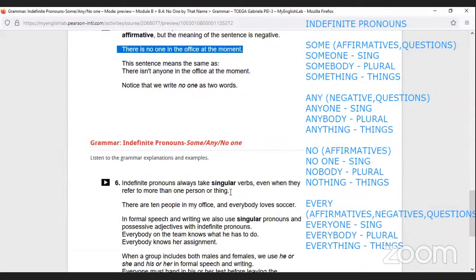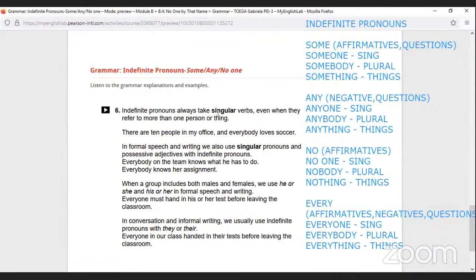Okay, and every, we could use it as singular or plural for everybody. And we're gonna use it like a third person, okay? For example, everybody is happy or everything is done, for example, okay?